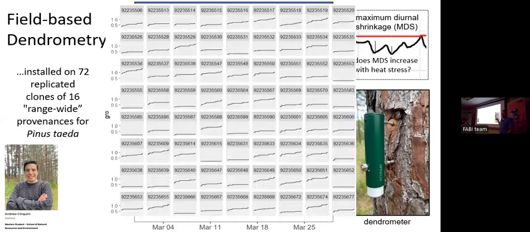And so we've got a common garden where we have provenances from over 300 wild populations representing the entire natural range of Pinus taeda. And he's instrumented 16 of these clones that represent that variation. And they're each replicated, so he's got a total of 72 of these dendrometers. He's presently working this data up for his thesis, but we're really excited to take this high time series approach to understanding determinants of growth.